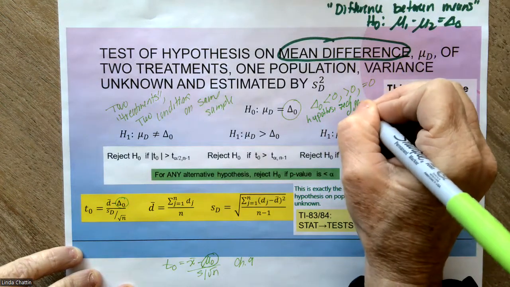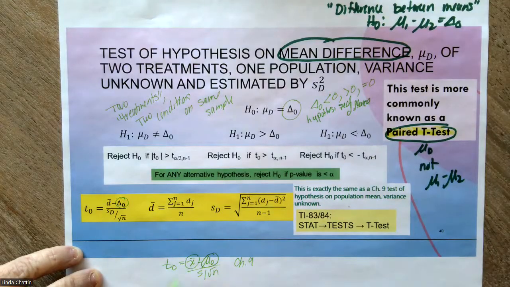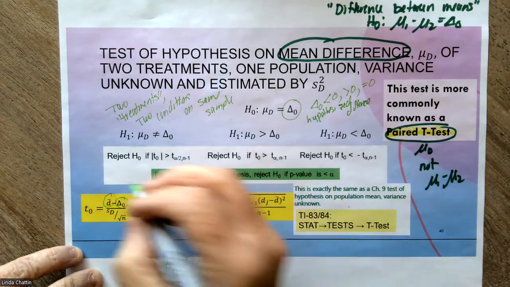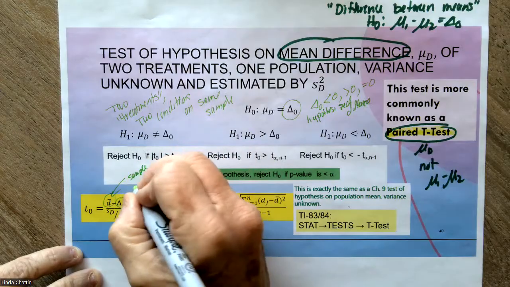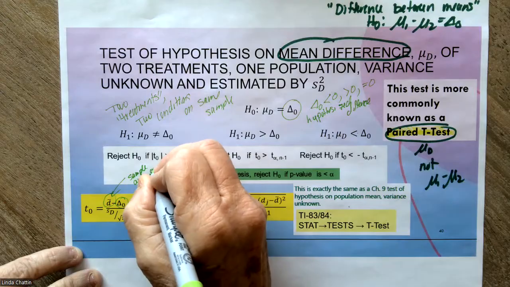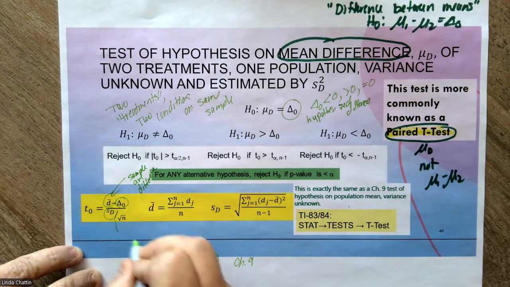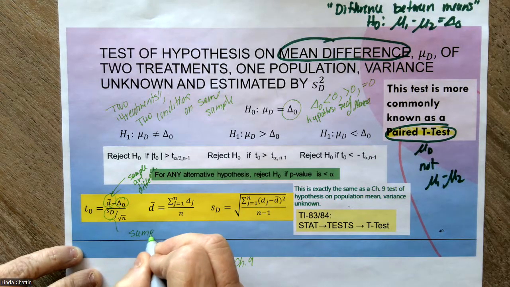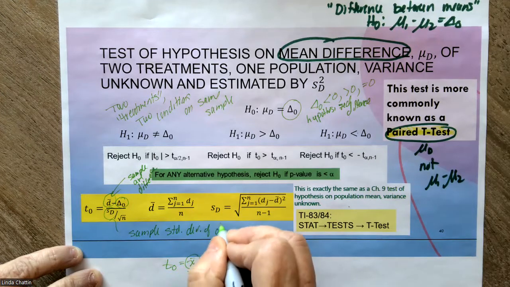Right here, the difference. And then we had the sample mean; well, this is going to be the sample difference. So that's what d bar is. d bar is the sample average difference, so it is a sample average. We had the sample standard deviation in chapter 9. This is the same thing. This is the sample standard deviation of the difference.